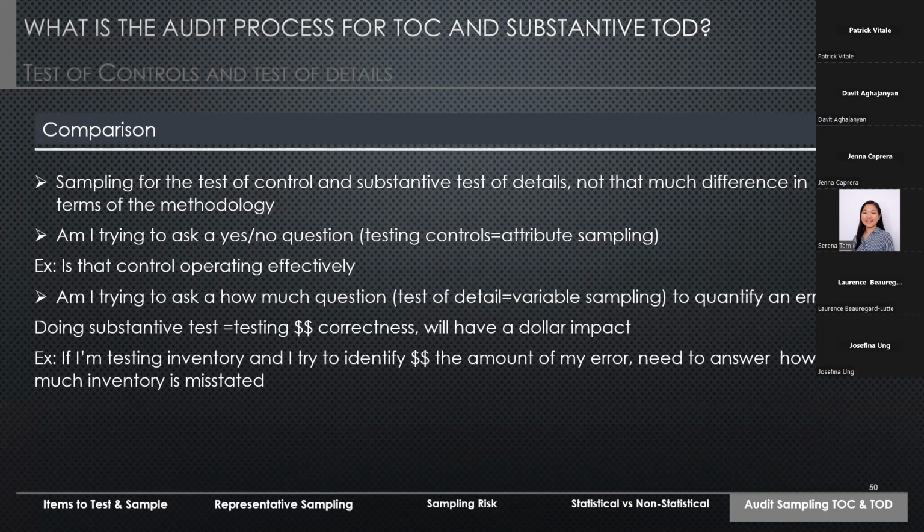Okay, is that control operating effectively? Am I trying to ask a how much question? Then that's your test of detail, and that's variable sampling. So guys, if you see the quiz on variable sampling, and you're like, what the heck is this? Think of test of details, dollar amount, to quantify an error. So doing a substantive test, you're testing the dollar correctness, you will have a dollar impact. If I'm testing inventory and I try to identify the dollar amount of my error, I need to answer how much inventory is misstated. That's your test of detail, which is variable sampling.